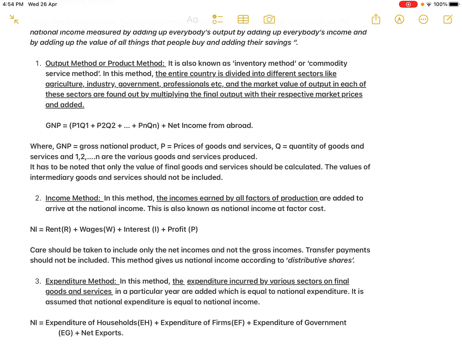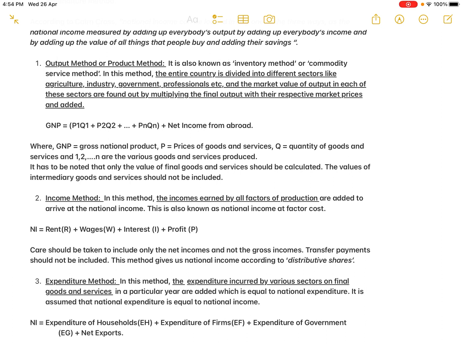And this method gives us national income according to distributive shares. Distributive shares means what is the share of rent in the total national income, what is the share of wages in the total national income, what is the share of interest in the national income, etc. So this gives one of the very important pieces of information. Suppose, for example, out of the total national income, if the share of wages is more than the other three, rent, interest and profit, that gives the information that the national income of the country is evenly or equally distributed. Because in any country, the people who are earning wages are more than the other three categories of factors. Okay.